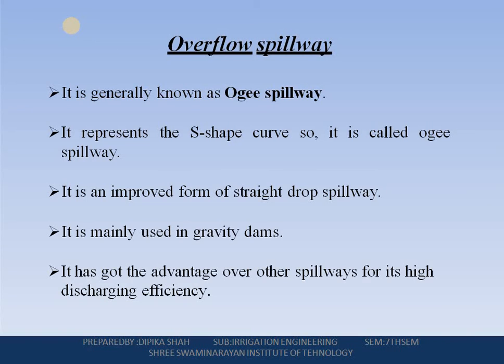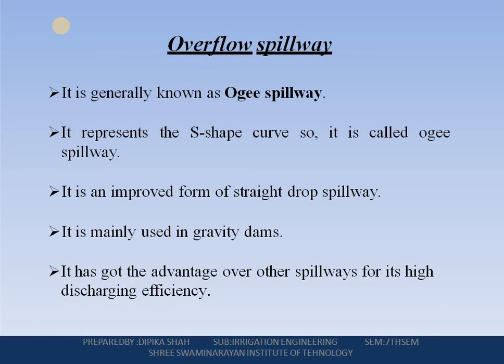The next type of the spillway is an overflow spillway. It is also known as the Ogee spillway. This is the most commonly used spillway. It is widely used with gravity dams, arch dams, or a buttress dam. Several earthen dams are also provided with this type of spillway as a separate structure. Ogee spillway is an improvement upon the free overflow spillway. कि आगे का जो spillway है उसका improved version है.